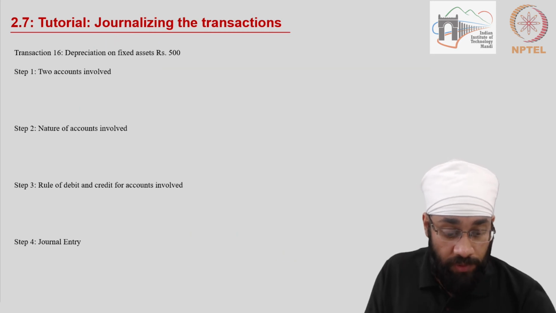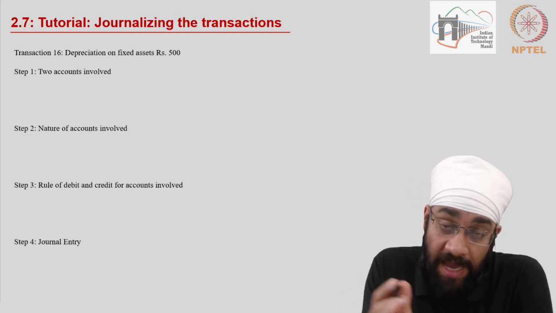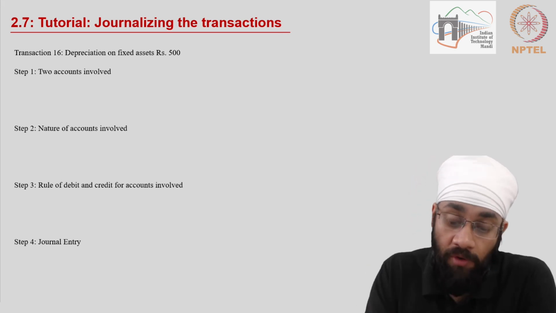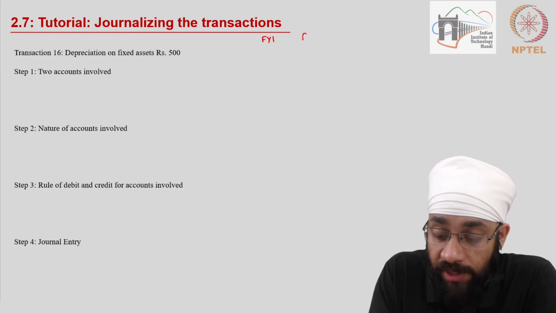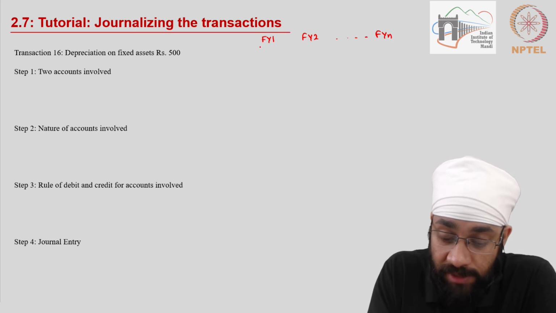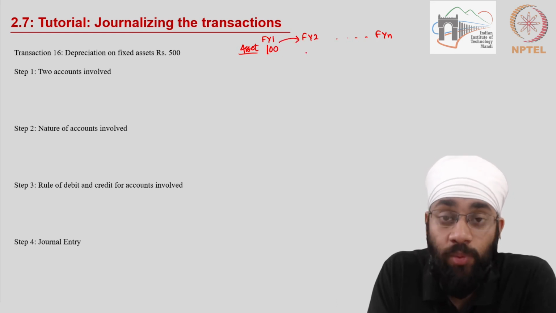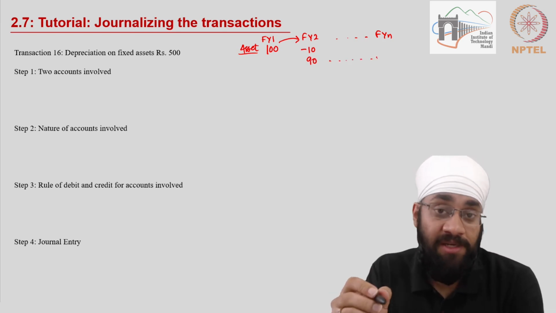Alright, let's move forward. Depreciation on fixed assets. I have explained the concept of depreciation before. It is reduction in the value of a fixed asset over a period of time. So financial year 1, financial year 2 and so on, financial year N, you purchase a fixed asset, let us say for 100, you use it for 1 year, its value goes down by 10, the new book value is 90. Like this, the reduction in the value of the asset every year.